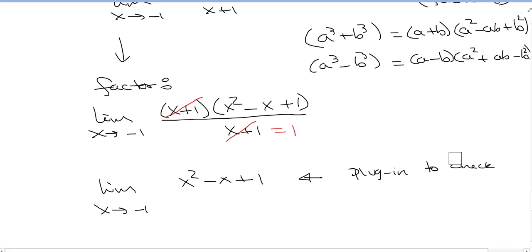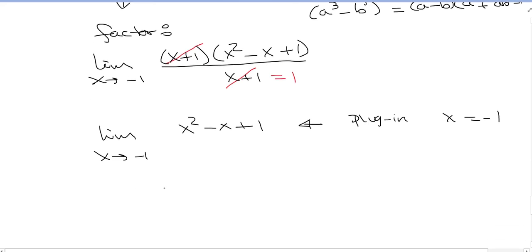I don't know what I said to check to see if you get a number. So plug in x equals -1, because remember with limits, if you get a number, you're done. So I'm going to have -1 squared minus -1 plus 1. So what does that give me? -1 squared is positive 1, plus 1, plus 1. So I'm going to get 3.